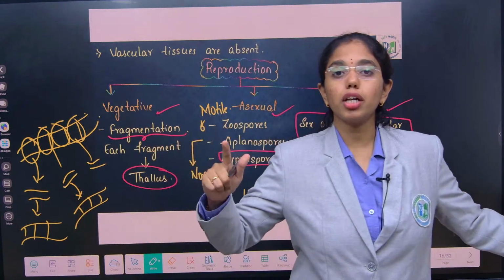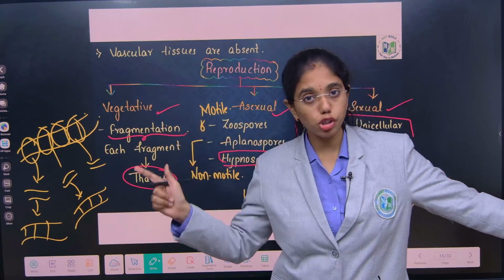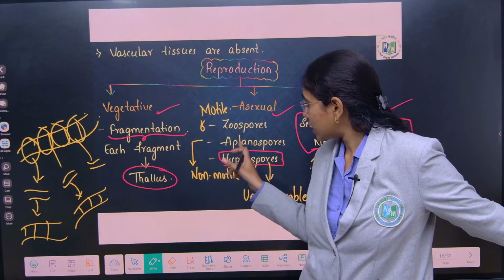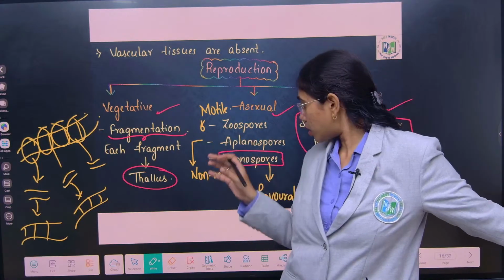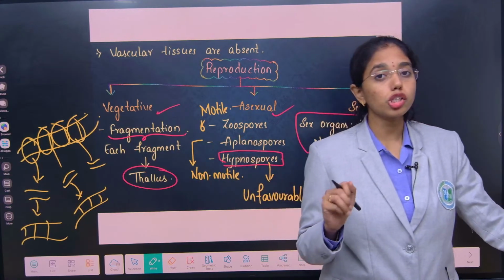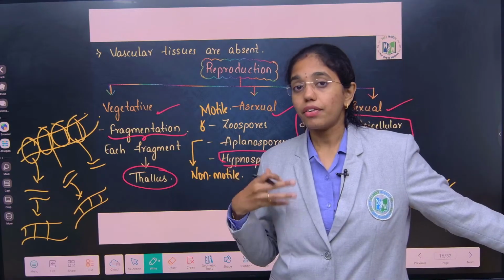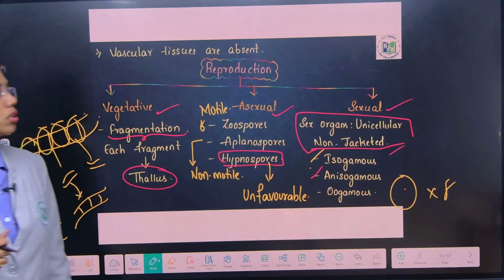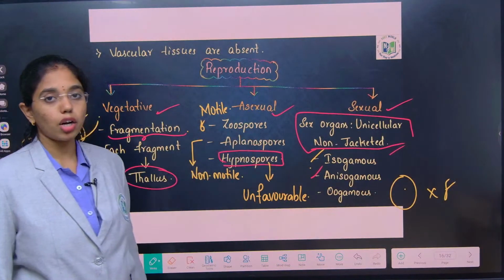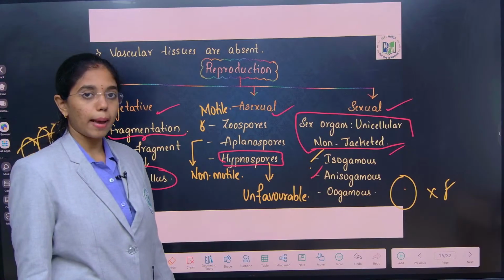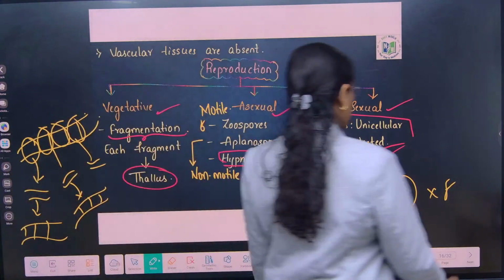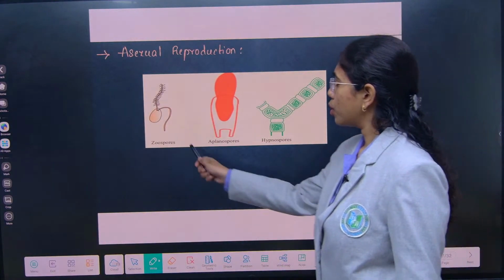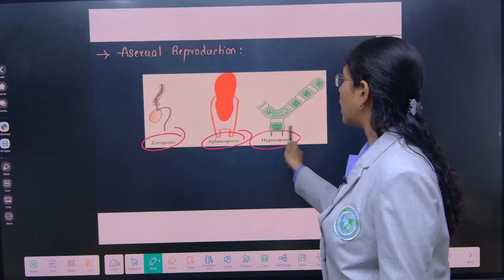Vegetative, then asexual reproduction is via spores. Motile asexual spores include zoospores. Non-motile asexual spores include aplanospores, and hypnospores are the asexual spores which are released during unfavorable conditions. Then sexual reproduction includes sex organs which are unicellular and non-jacketed, with isogamous, anisogamous and oogamous modes. These are the three asexual spores: zoospores, aplanospores and hypnospores.